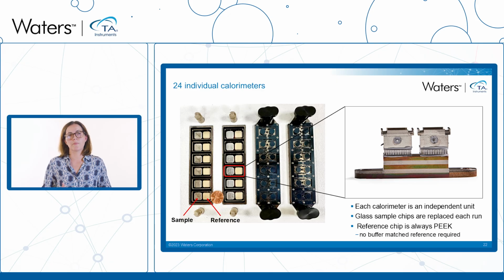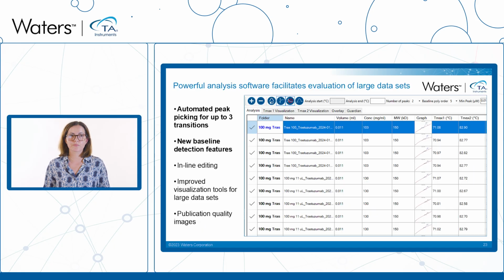This is just a close-up of the calorimeters in the RS-DSC. The important thing here is just to notice that each calorimeter is an independent unit with a reference and a sample side. Where the microfluidic chips are placed is on the left side, and on the right side you'll see the reference peak chips in the calorimeter. The microfluidic chips are replaced in each run, but the reference peak chips are kept in the calorimeter.